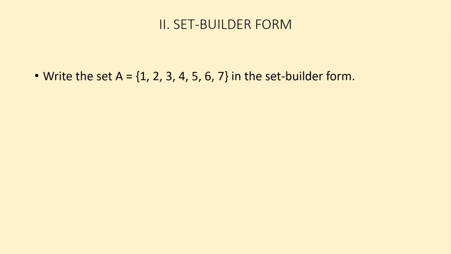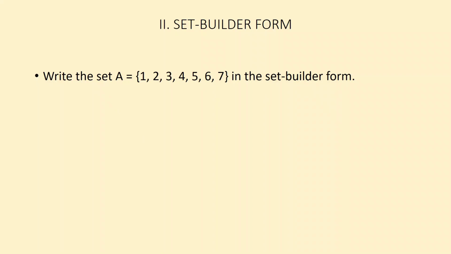Now, another way of set representation is the set builder form. Here we have to go in exactly the opposite direction. Here you'll be given a list of elements, a set with all the elements listed out, and you will have to write it in the set builder form. The set builder form will be the form we just saw. So let's take up an example here. Write the set A equal to {1, 2, 3, 4, 5, 6, 7} in the set builder form.